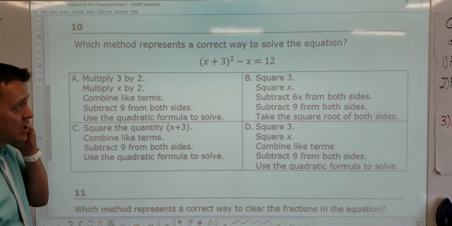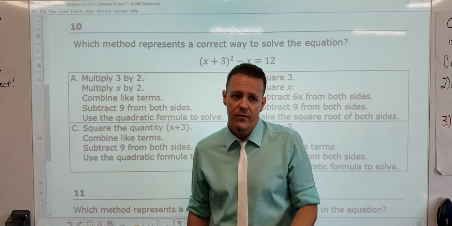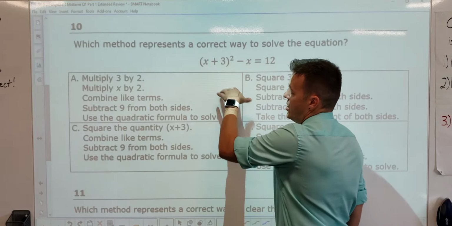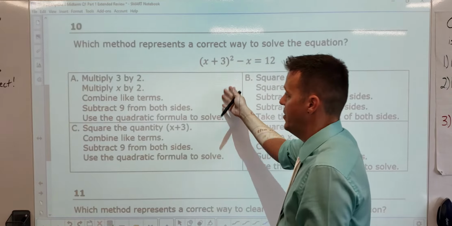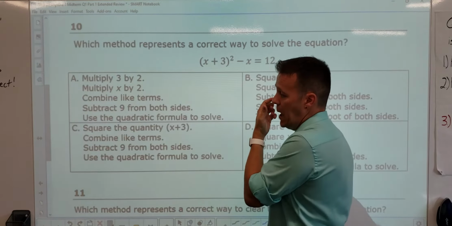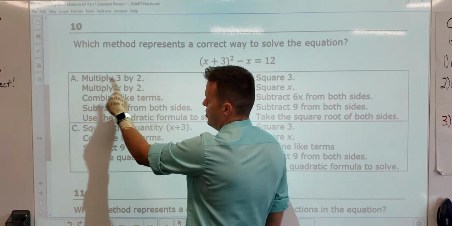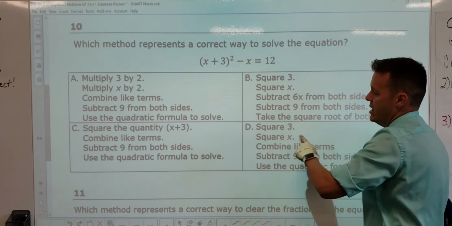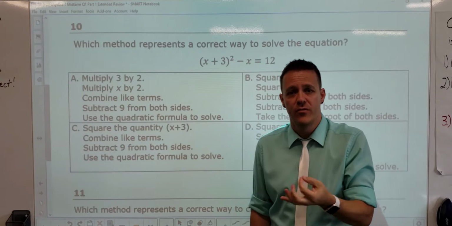Which method represents a correct way to solve this equation? Now, this is a weird equation, but you've got to remember PEMDAS. First thing is parentheses. Okay, we can't solve anything within this parentheses. You don't have anything to do. Next is exponents. You need to get rid of the exponent. But here's where I draw your attention to the actual questions themselves. So let's look at this real quick. Letter A, multiply 3 by 2. Letter C, square the quantity. Letter B, square 3. Letter D, square 3. What do I want you to do first?